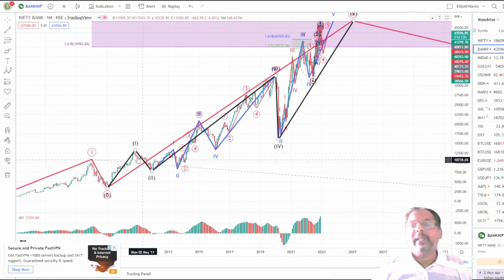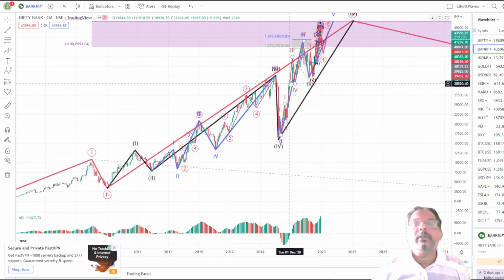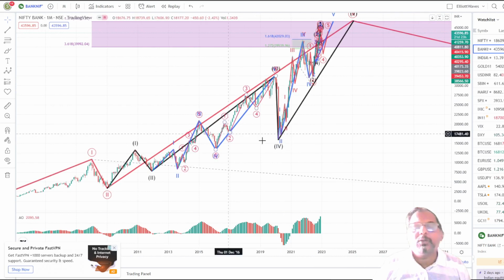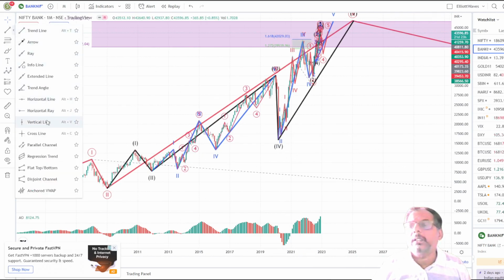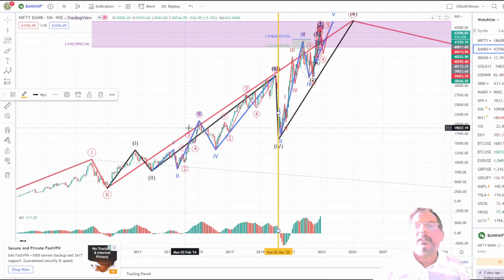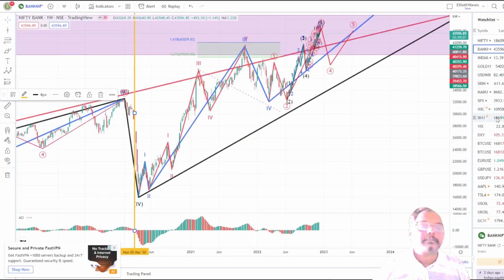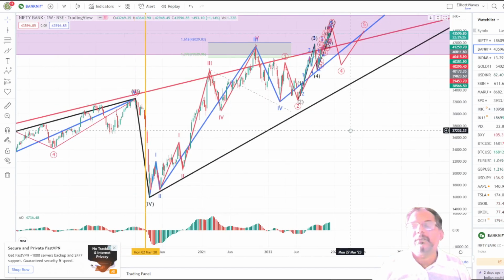So that is the grand cycle. Now let's talk about the cycle. I'm not going to talk much about the past because I want to talk about the future. So here, if I plot it and then go to weekly, okay, that's where we are.